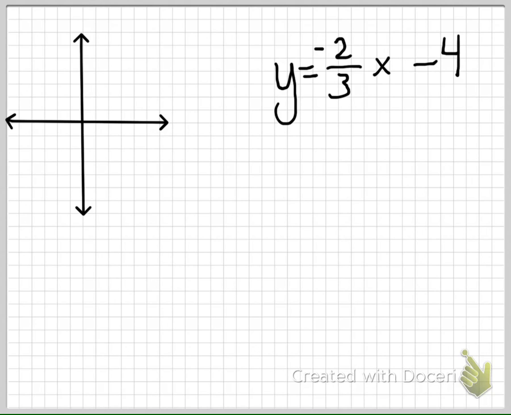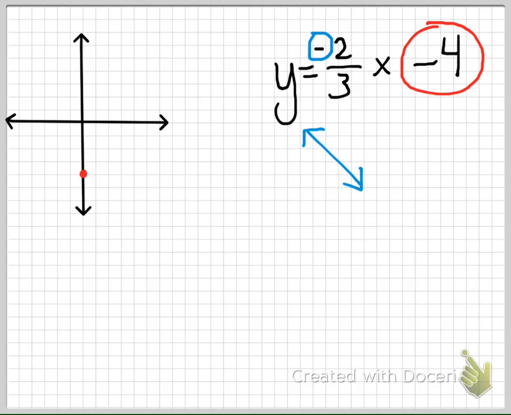Here we have another one: y equals negative 2/3 x minus 4. So remember what I said, the first thing you're always going to do is look at the y-intercept. The y-intercept in this case is negative 4. So we're going to go to the graph, start at 0, 0 and go down 4 and make a point. That's your first point for the graph.